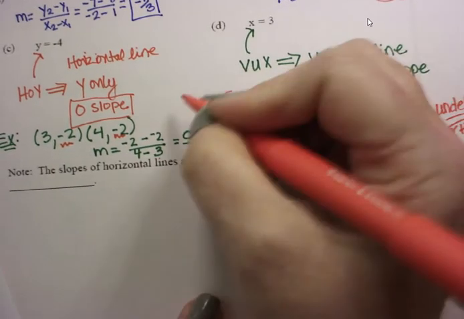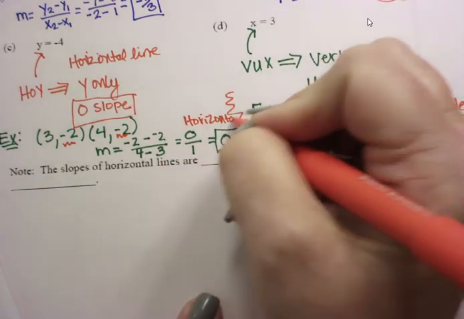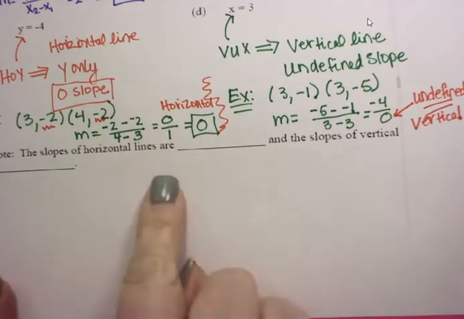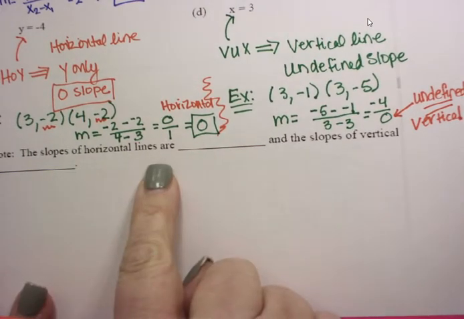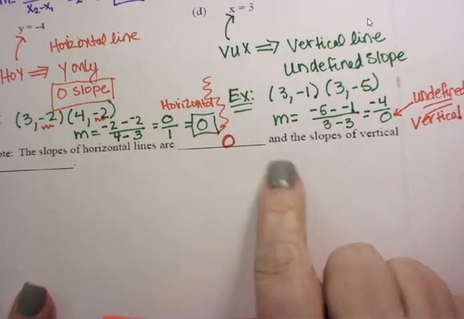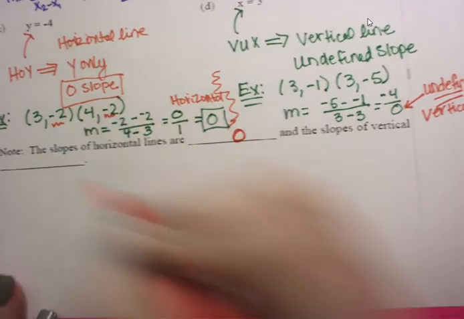And I forgot to write over here, this one would be horizontal. We said it, but I forgot to write it for you to look at later. All right, so down here, the slopes of horizontal lines are 0, and the slopes of vertical lines are undefined.